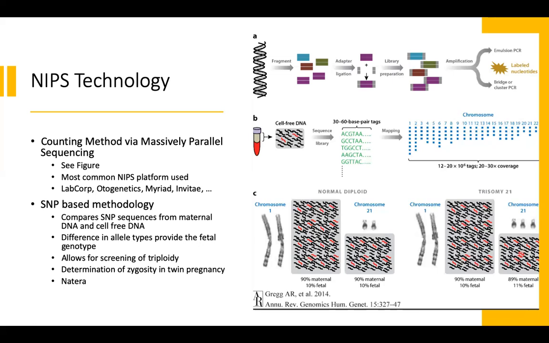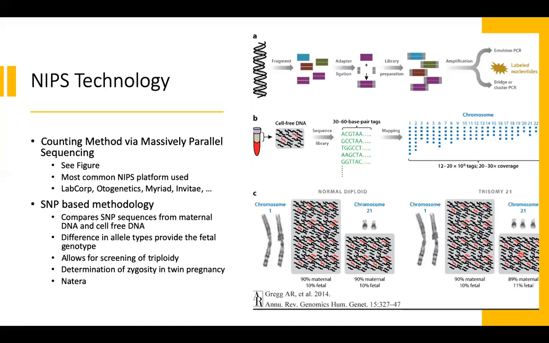There's a difference in every 1 in 1,000 nucleotides. So basically what makes us all different from one another, but we can use these SNPs to compare the fetal and the maternal cell-free DNA, and we can come up with a fetal genotype. And using that genotype, we can screen for common trisomies, the sex chromosome abnormalities.